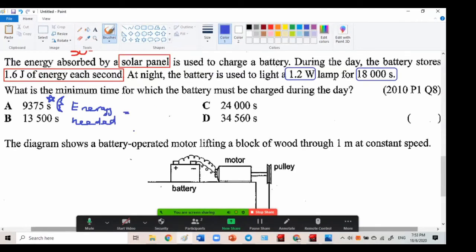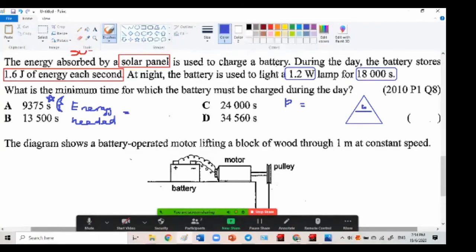What do we know? Do you know what is power? Power is equal to what? Power is work over time, W over time. So the energy needed is power times time. Do you want to use E or W? E is equal to PT.